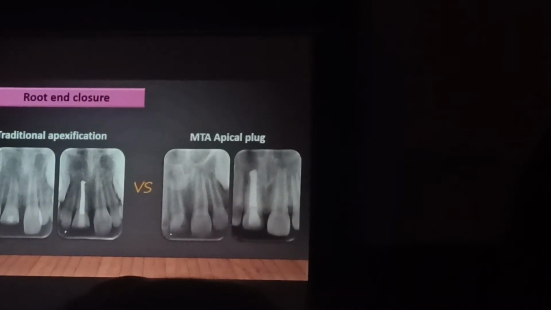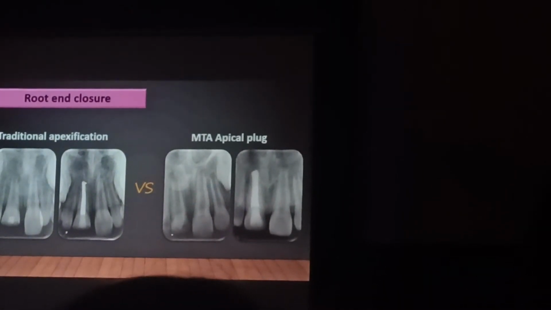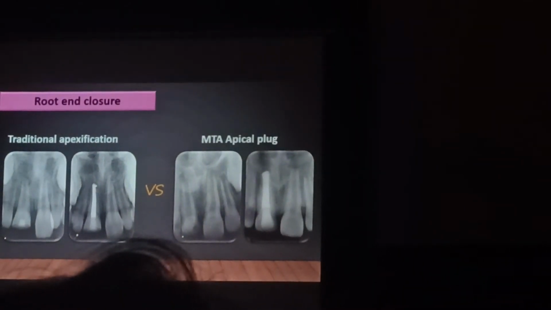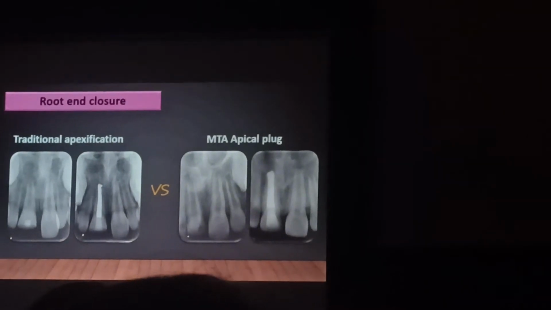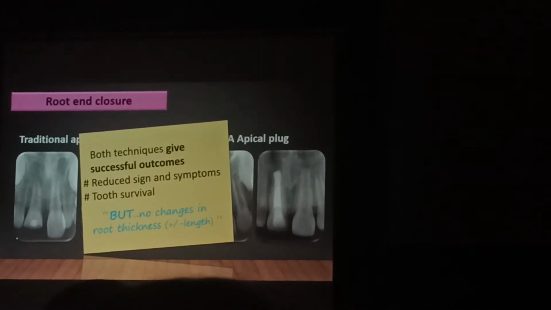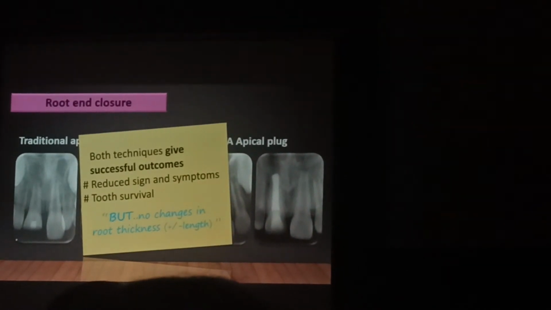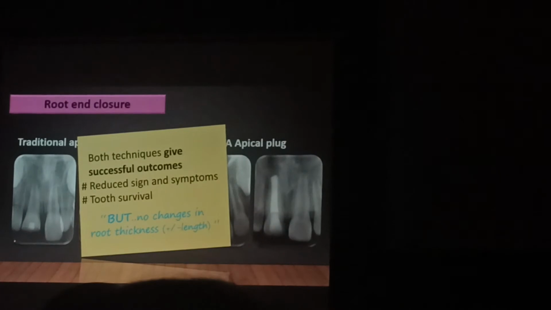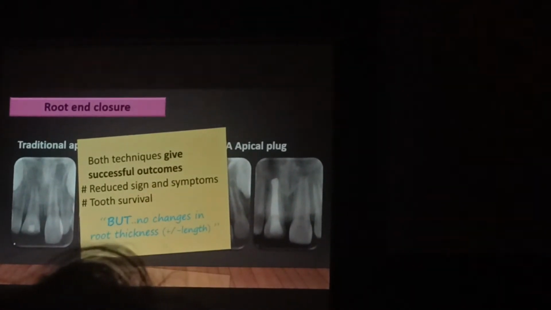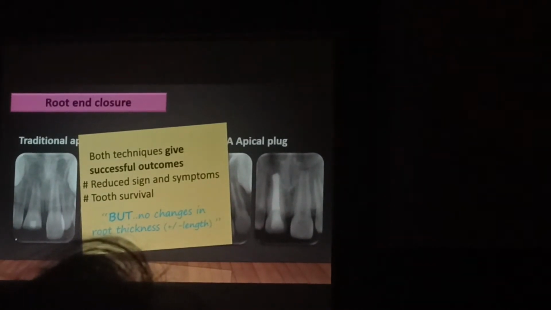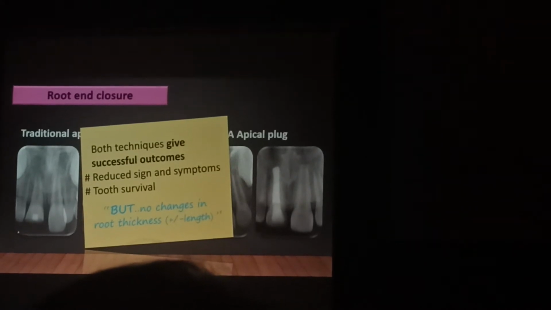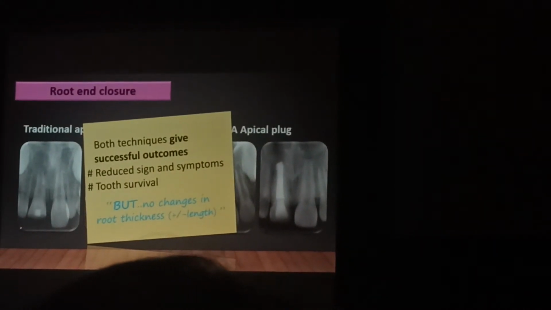If we compare the two techniques for root end closure, the traditional calcium hydroxide apexification and the MTA apical plug, both give successful outcomes. They can reduce signs and symptoms, so patients will feel okay after the treatment because the tooth was already cleaned, and the tooth can survive in the patient's mouth. However, there is no change in root thickness, so the root will stay at that point.